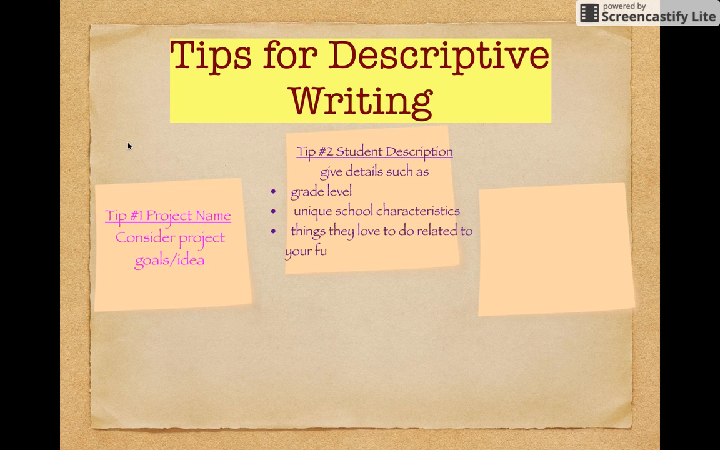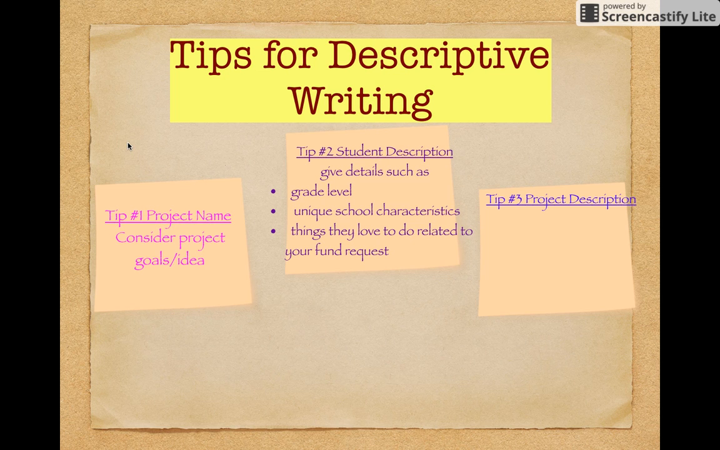Tip number 2, student description. Give details such as grade level, unique school characteristics, things they love to do related to your funding requests. So back to my pre-K example. My student description sounded something like this. My children are early childhood learners at a rigorous school in the southeastern quadrant of Washington, District of Columbia. They love to move their bodies, sing songs, and play classic and computer games to enhance their learning experience.